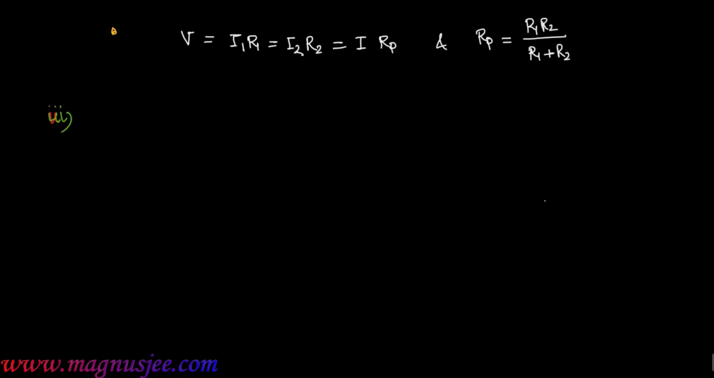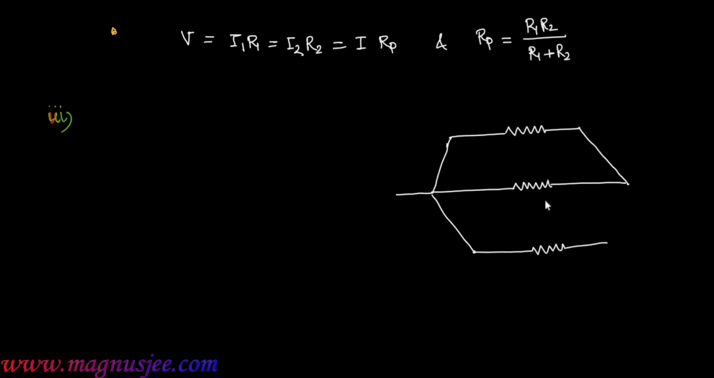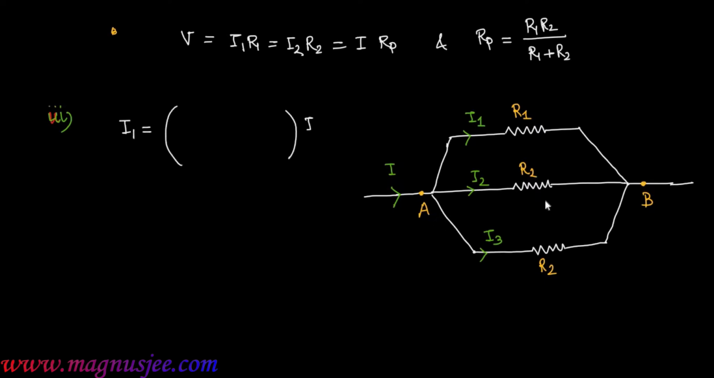Now, the next case we have to consider. Here we can consider that three resistors are connected in parallel combination. Three resistors of resistances R1, R2, R3 are connected in parallel combination between the two points A and B. R1, R2 and R3 are the resistances of these three resistors. I is the main current. Current flowing through R1 is I1, current flowing through R2 is I2, and current flowing through the third resistance R3 is I3.